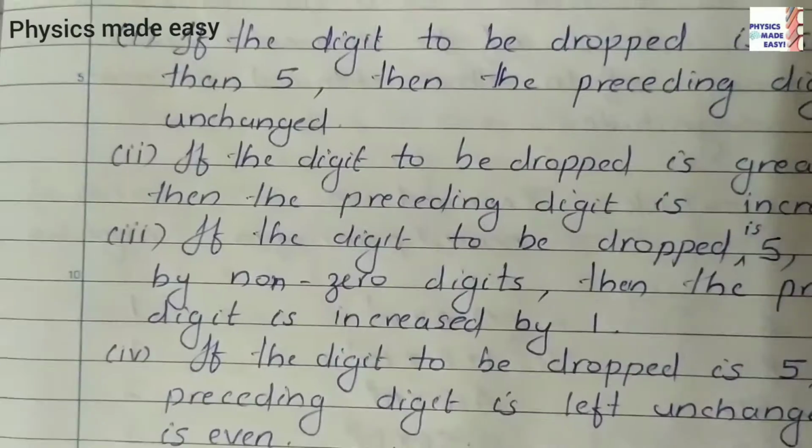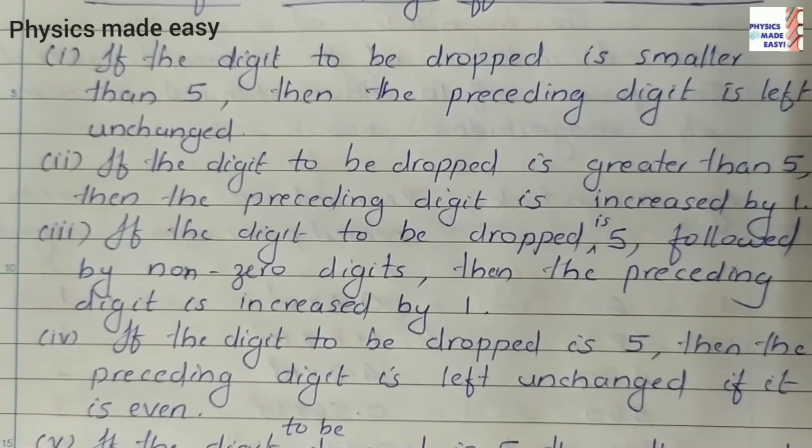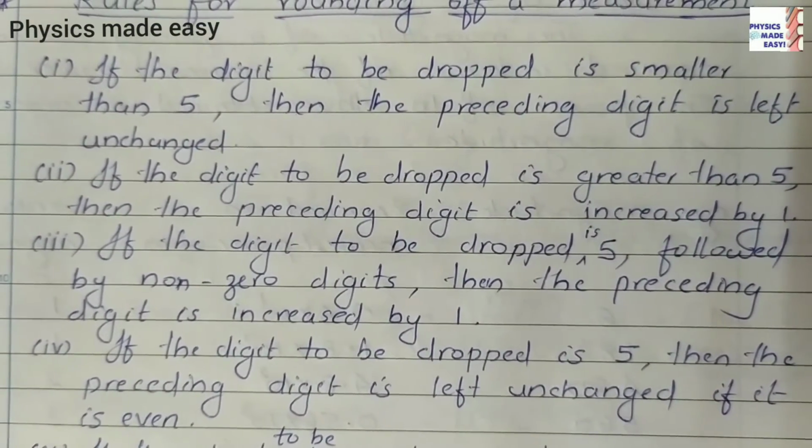Okay. If the digit to be dropped is greater than 5, then the preceding digit is increased by 1.